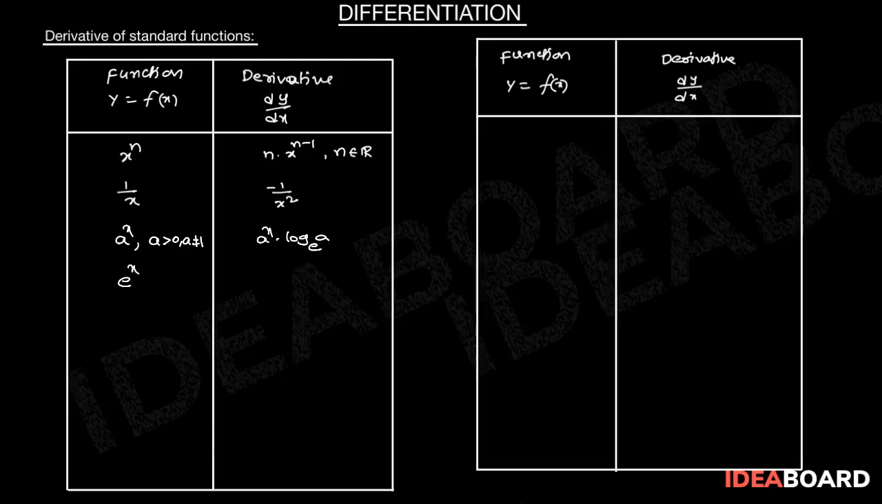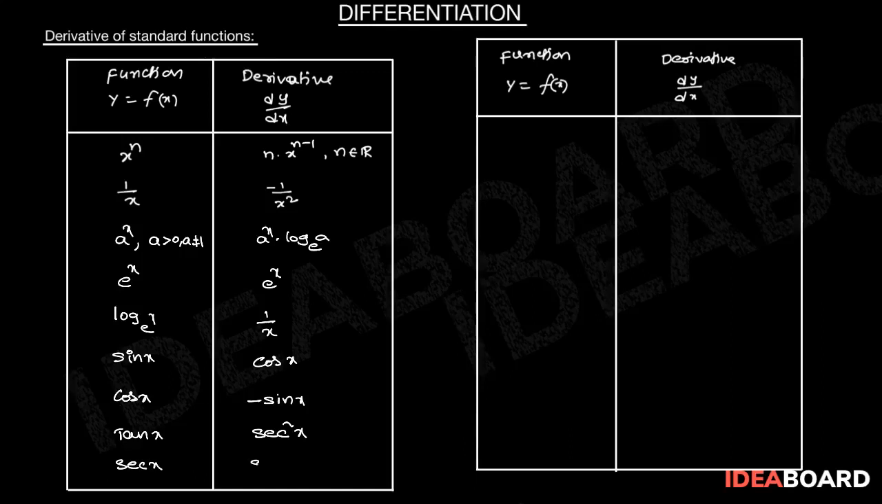The derivative of e power x is e power x. The derivative of log x to the base e is 1 by x. The derivative of sin x is cos x. The derivative of cos x is minus sin x. The derivative of tan x is secant square x. The derivative of secant x is secant x into tan x. The derivative of cosecant x is minus cosecant x into cot x. The derivative of cot x is minus cosecant square x.